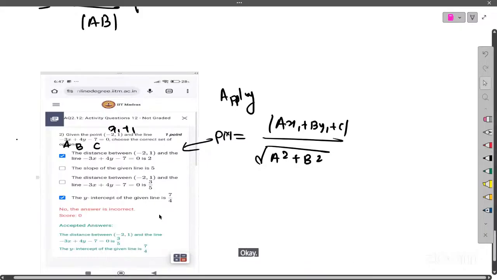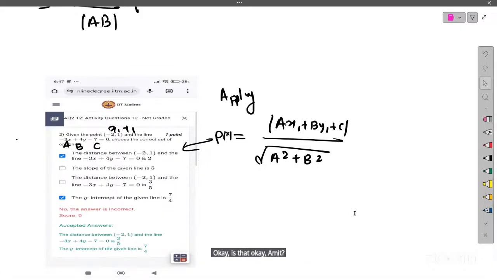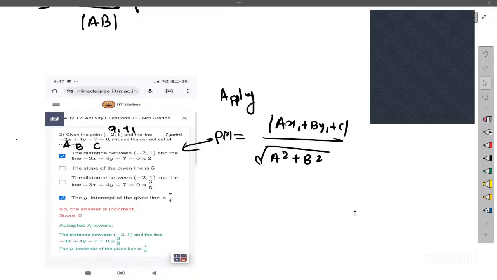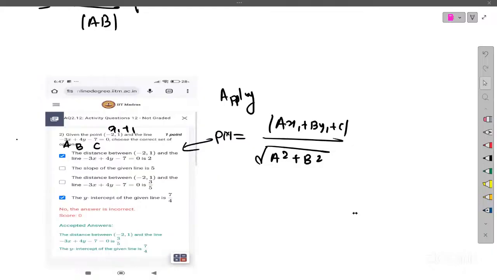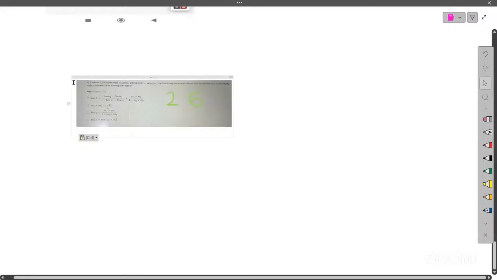Okay, is that okay, Amit? Yes, ma'am. Have you tried this question? I will try once more. Okay. So these two doubts are okay. Now let's go to the next one. So this is the next doubt.